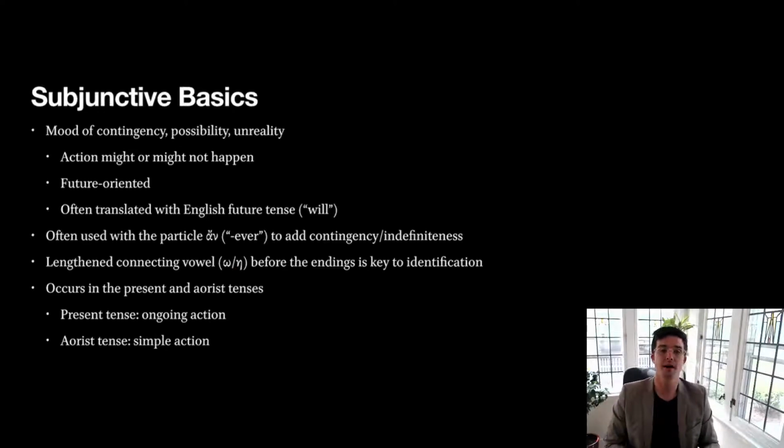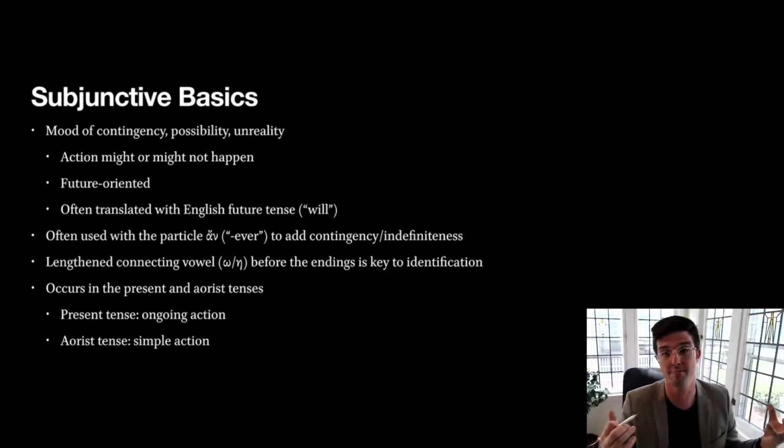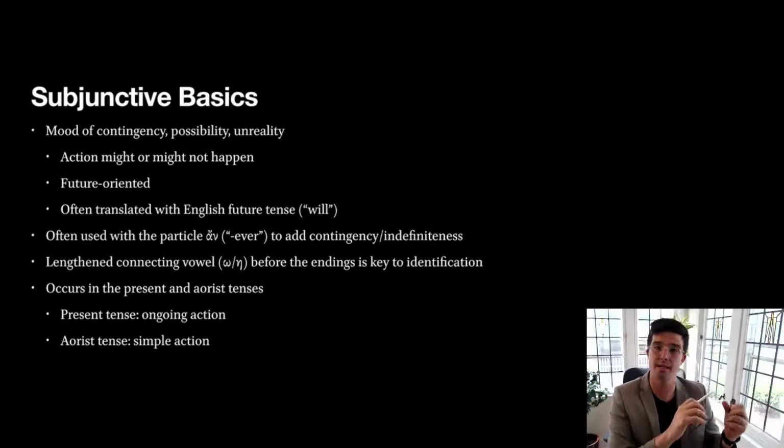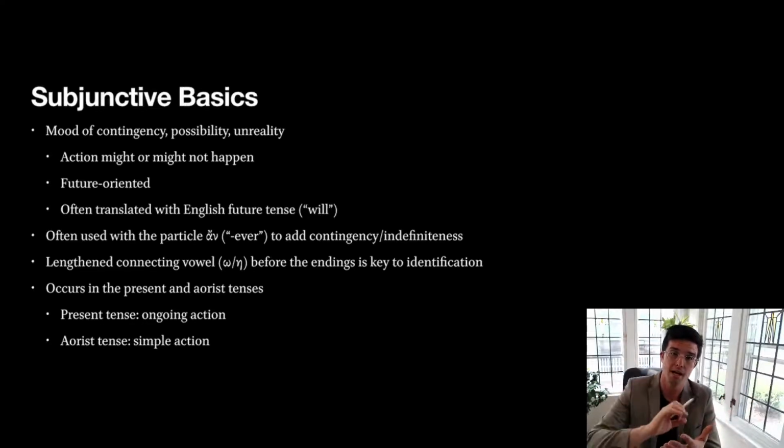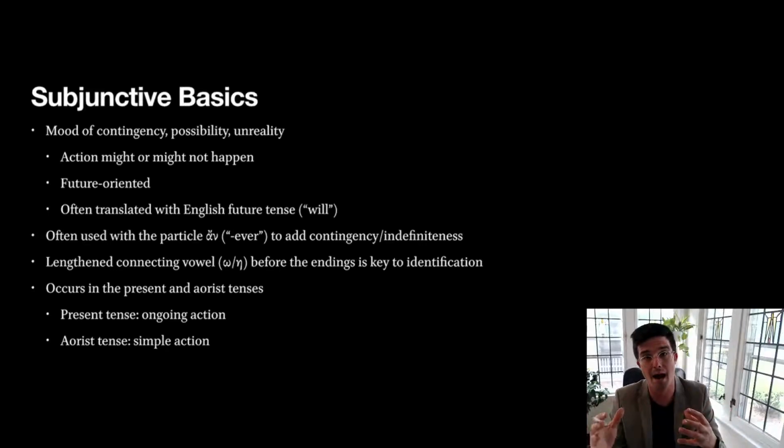And then lastly here on this slide, we have the fact that the subjunctive occurs in 2 tenses, the present tense and the aorist tense. And as is the case in most non-indicative moods, the tense does not necessarily refer to time. Remember, for the subjunctive, we're normally going to be having some sort of future or potential action. So the tense of a subjunctive verb is not going to refer to necessarily when it happens, but the kind of action that is referred to.